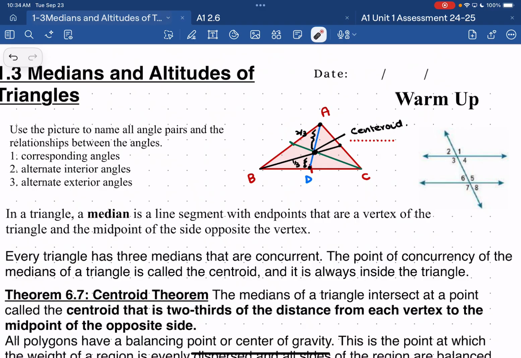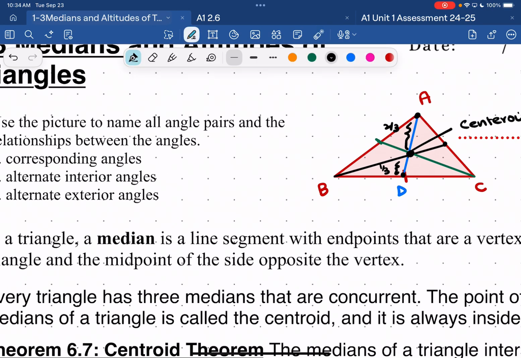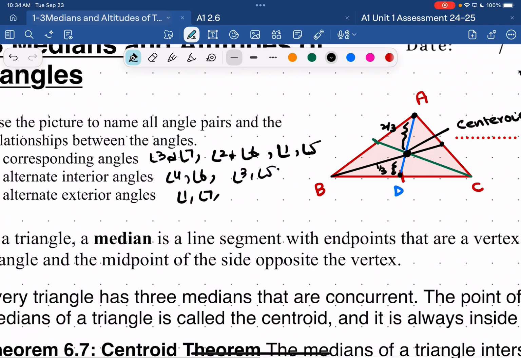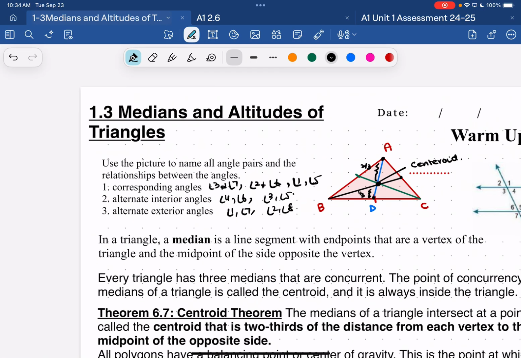Okay. Jacob, give me one pair of corresponding angles. 3 and 7? Good. Someone give me another pair. 2 and 6. Go ahead. Angle 1 and angle 5. Someone give me alternate interior angles. So give me one pair. 4 and 6. Give me another pair. Aditya. 3 and 5. Alternate exterior angles. Go ahead. Angle 1 and angle 7. And Katie, go ahead. Angle 2 and angle 8. 2 and 8. Okay, everyone.